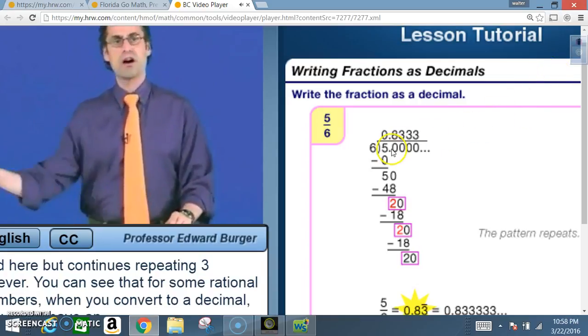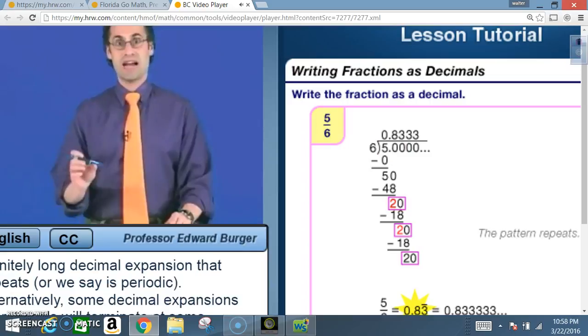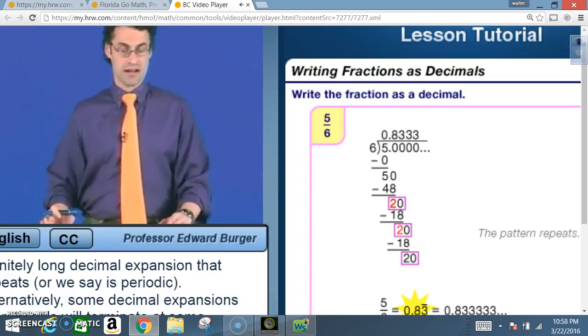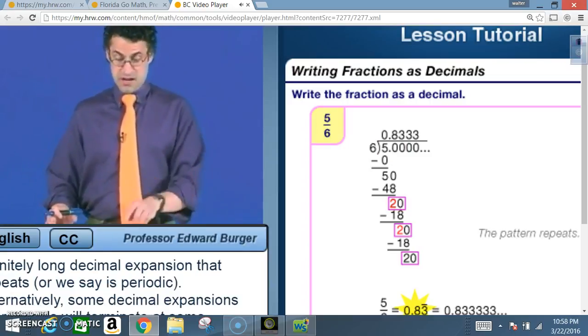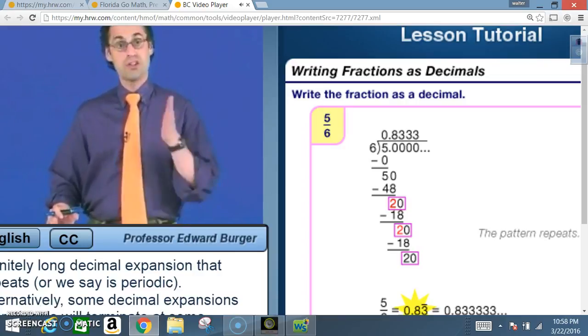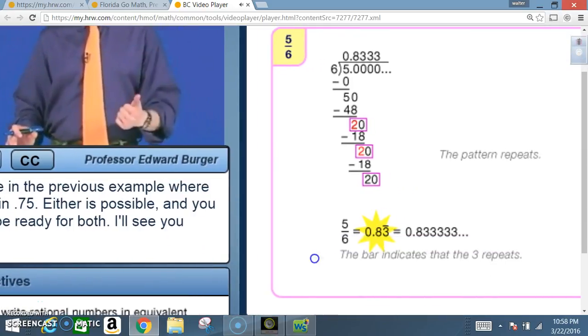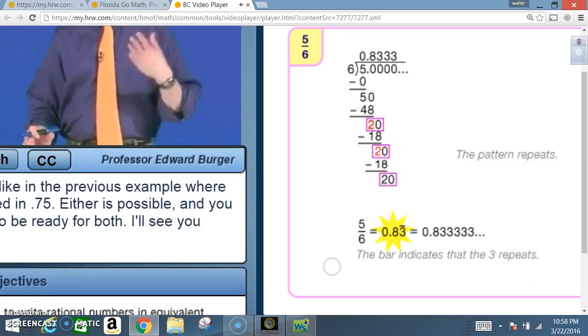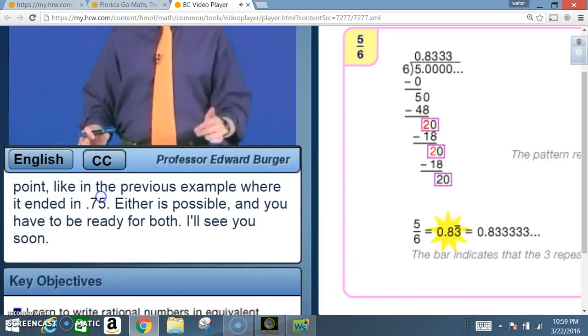So you can see that for some rational numbers, when you convert them to a decimal, we might actually have an infinitely long decimal expansion that repeats, or we say is periodic. Or alternatively, some decimal expansions for rationals will terminate after some point, like in the previous example where it ended in 0.75. So either is possible, and you have to be ready for both.